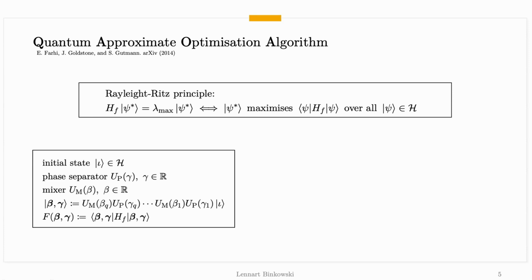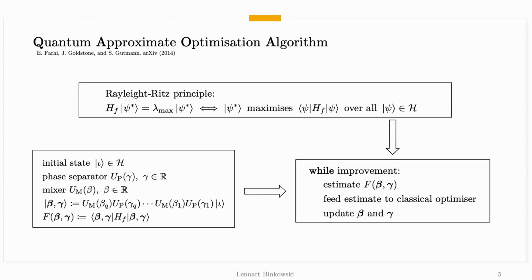And then the final quantity that's interesting for us is the expectation value of our target Hamiltonian H_F in those parameterized states. We can simply name this capital F of beta and gamma. So this is a function now from the parameter space directly to the real numbers.